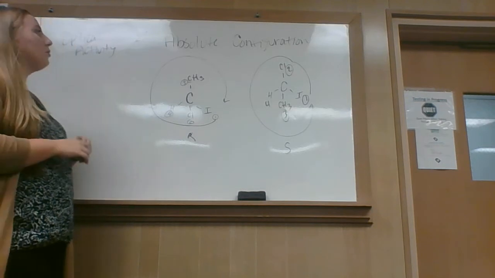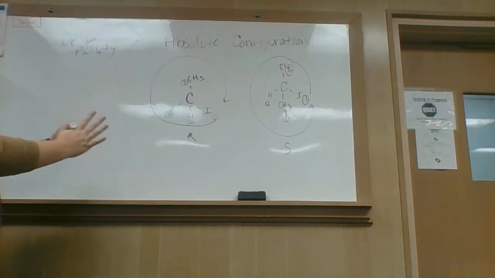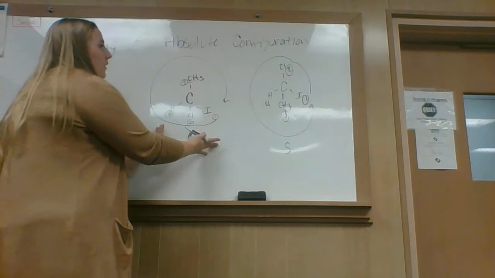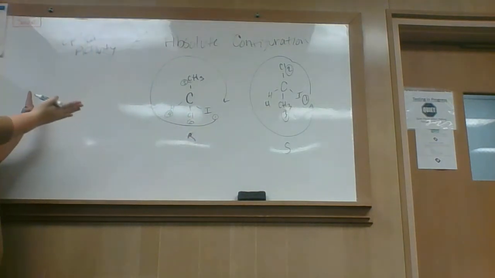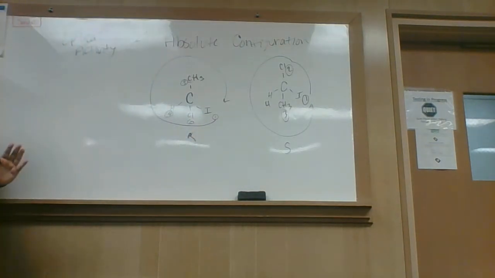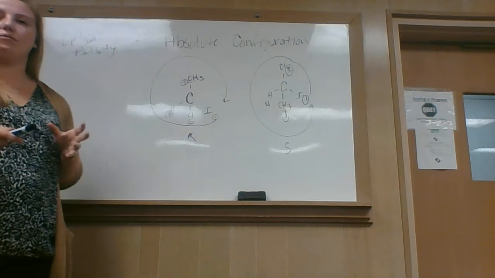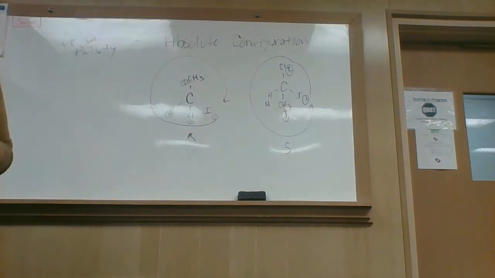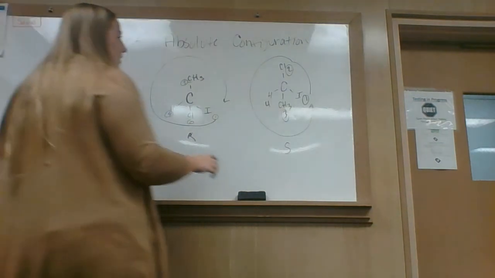Yeah. And before we leave off, I'm just going to reiterate again. If you know the absolute configuration, that does not mean you know the optical activity. Mutually exclusive. One does not determine the other. And this is the absolute configuration. Yes. Optical activity is your dextrorotary and levorotary. Can we go over that? Sure. Can I erase this?